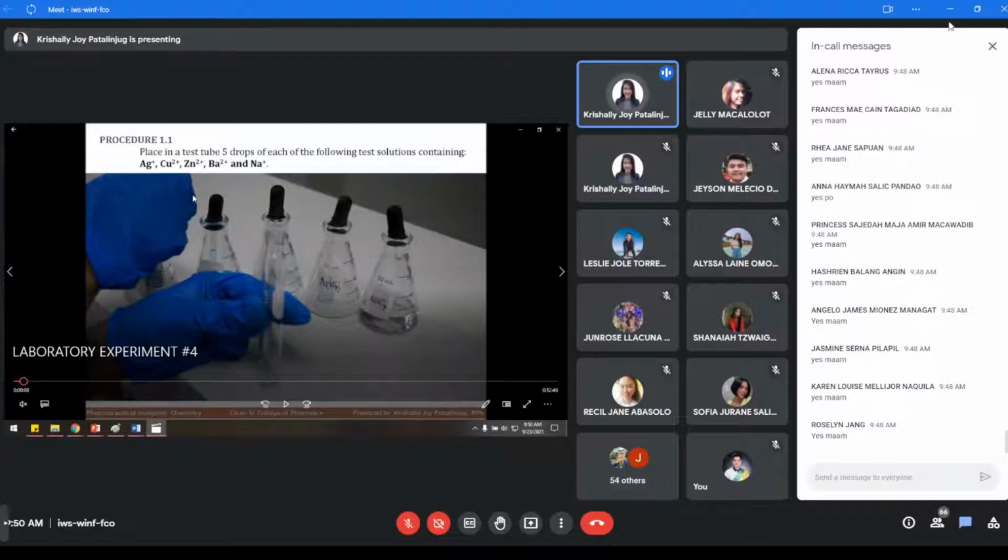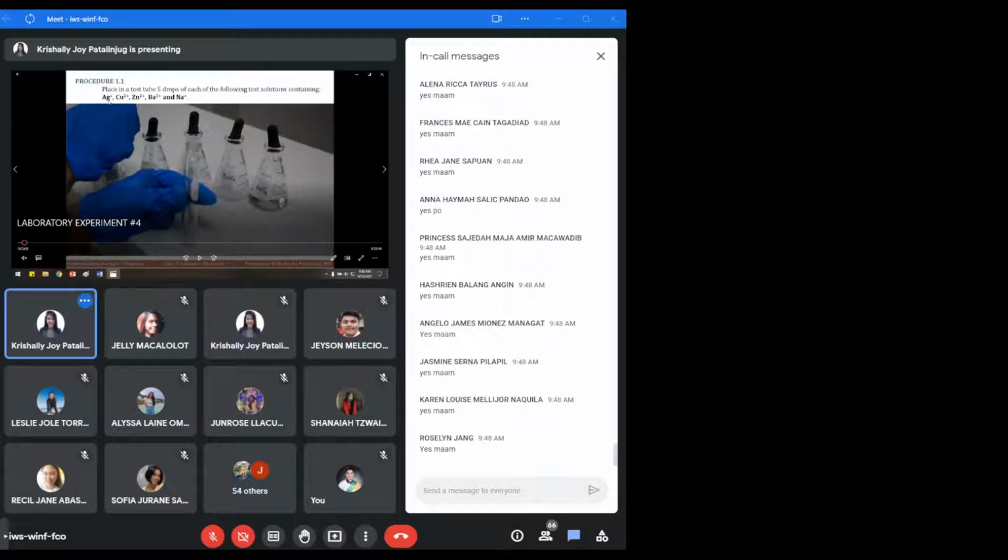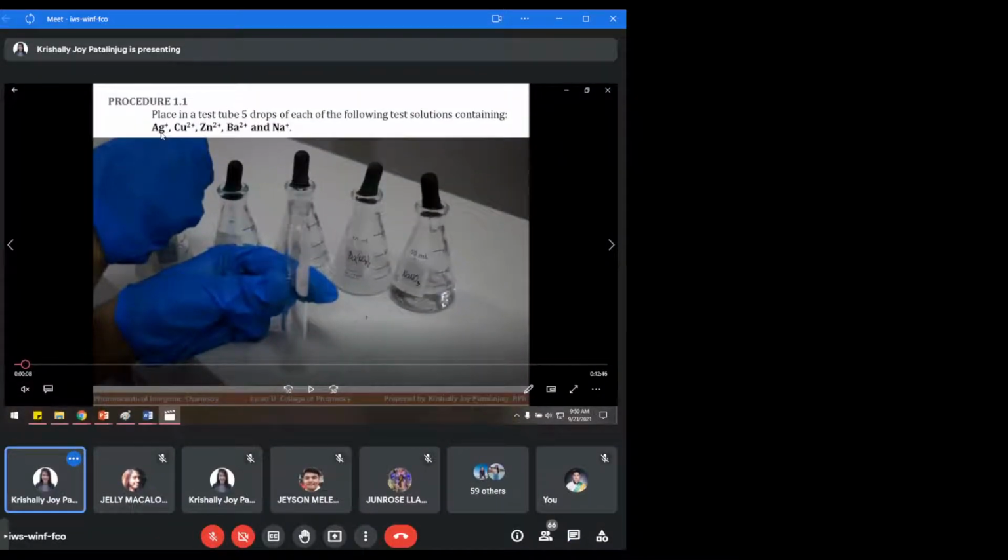Because the solution cannot contain the cation alone. They must exist in their stable form. It is not stable if it is only Ag+. So again, these are the cations that you will be studying for this activity: silver, copper, zinc, barium, and sodium. So you now have ideas on how they are classified based on the 5 groups that I have discussed.